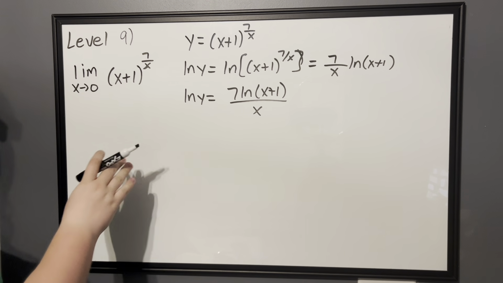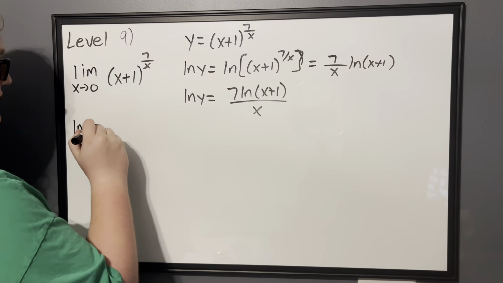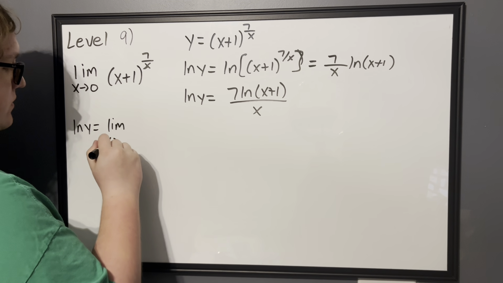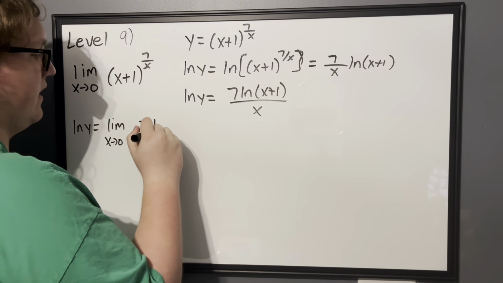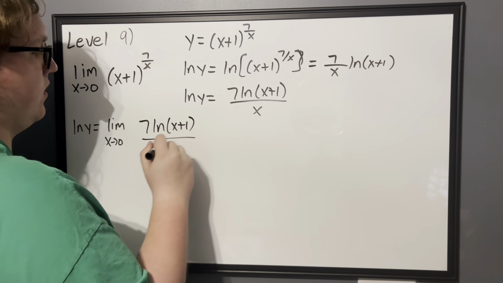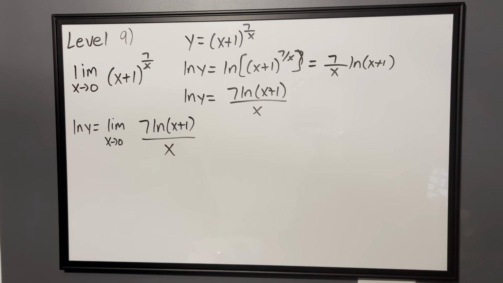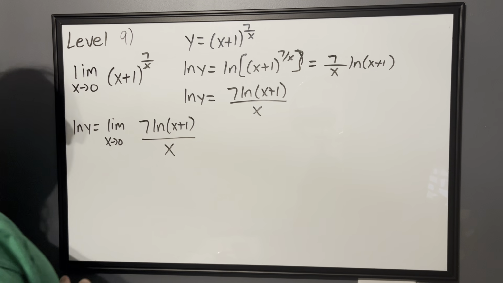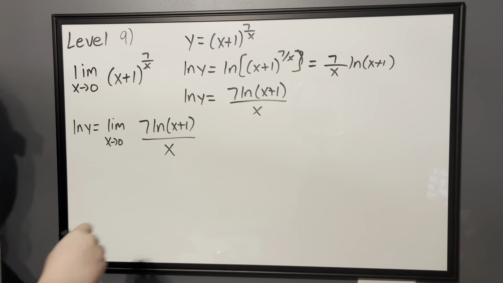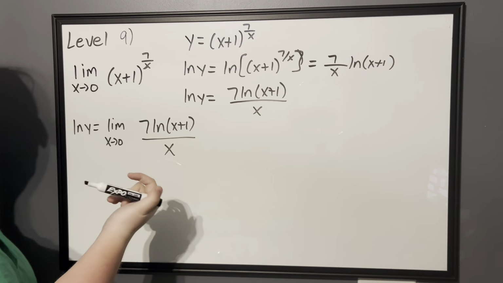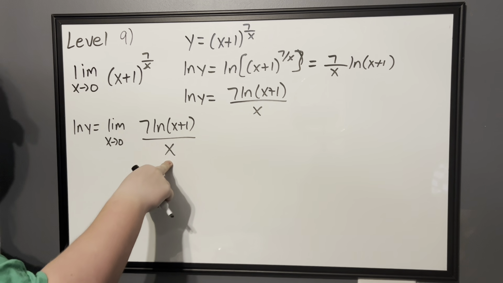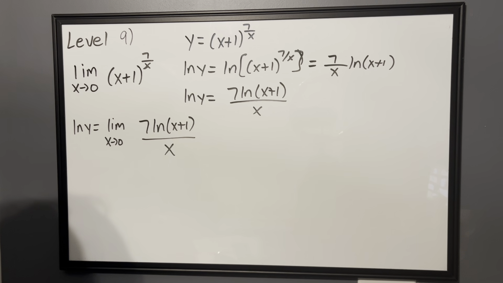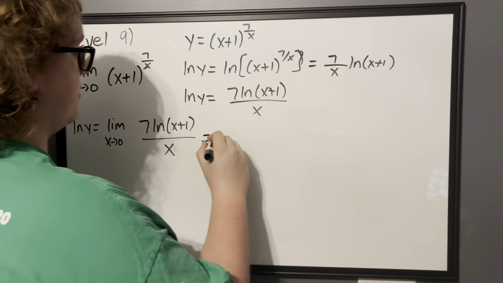So what we're going to do is say ln y is equal to the limit as x goes to 0 of 7 ln of x plus 1 all over x. Now, in this case, when we plug in 0 here, we're going to get ln of 0 plus 1, which is 1, and ln of 1 is always 0, remember? So this numerator is 0, and of course when we plug in 0 down here, we're going to get 0 as well. So if we get 0 over 0, we're actually going to use L'Hopital's rule here because it's going to be way easier.